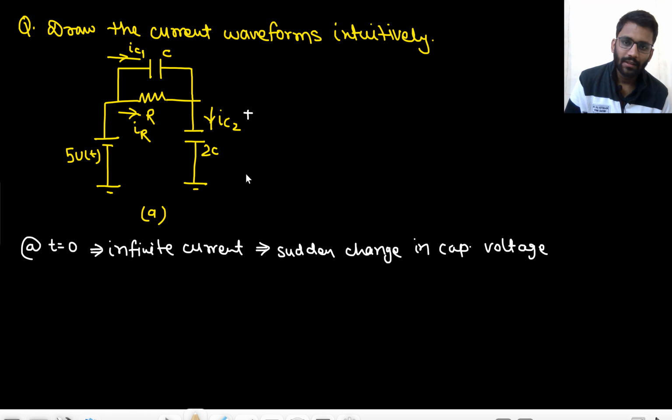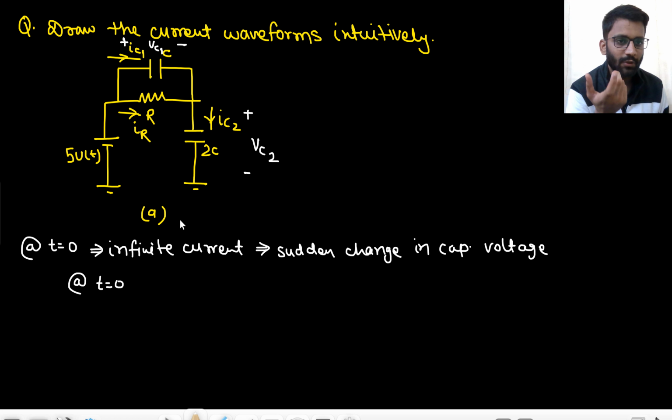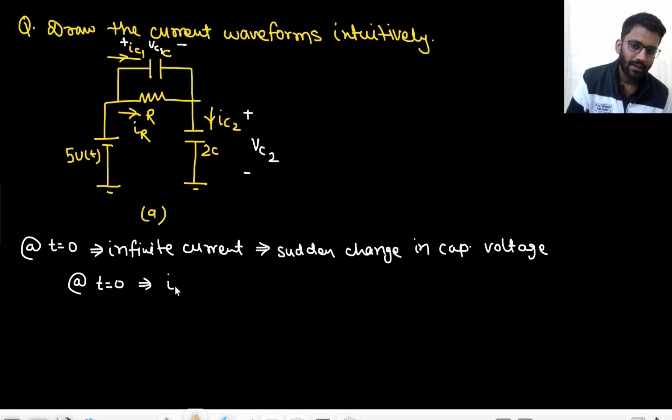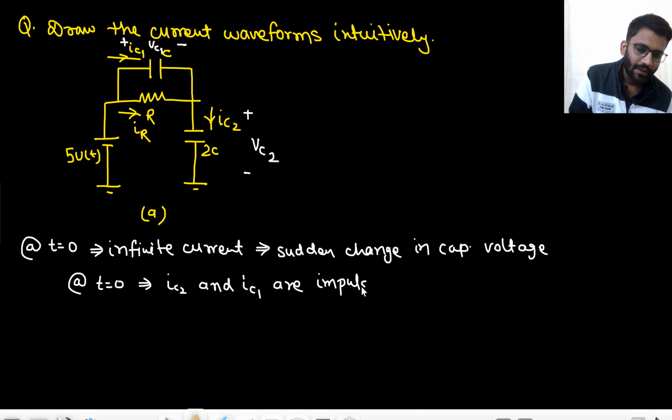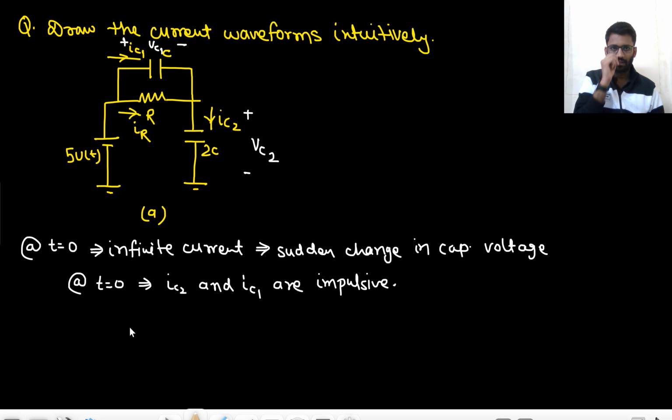Okay, so let's just call this VC2 and this VC1. So at t equals to 0, IC1 and IC2 are what? Impulsive, right? At t equals to 0, IC1 and IC2 are impulsive. Why so? Because there is infinite current. Infinite current means impulsive current. Now, how can I find the value of current?